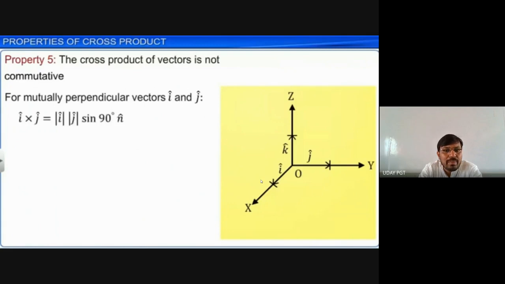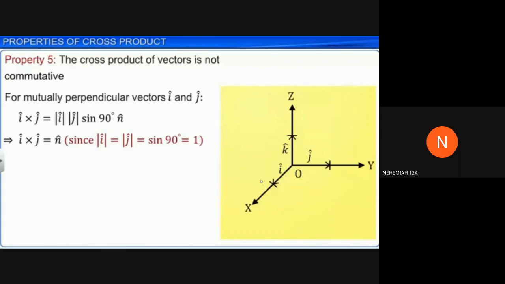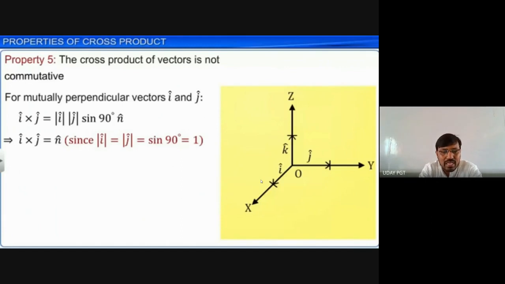So for mutually perpendicular vectors, whenever you take I and J, I cross J is equal to the vector which is perpendicular to both the given vectors. Can anyone tell what is the vector which is perpendicular to both the given vectors? I is the vector along the x-axis, J is the vector along the y-axis, K is the vector along the z-axis. So the cross product of I and J, what do we get? K we are going to get. Yes, the cross product of I and J is equal to K.